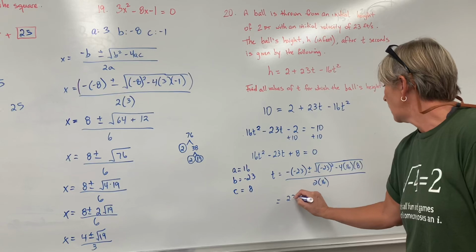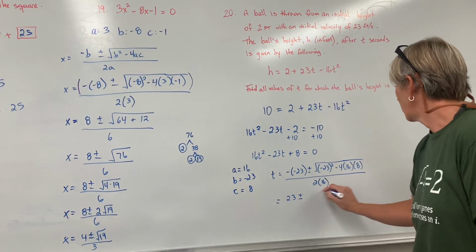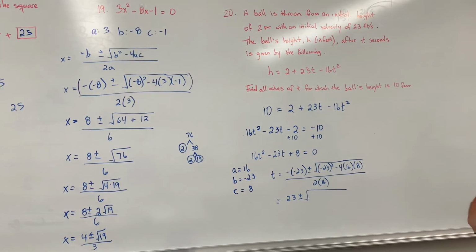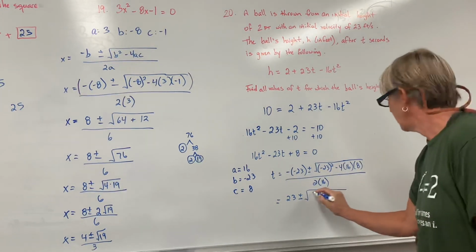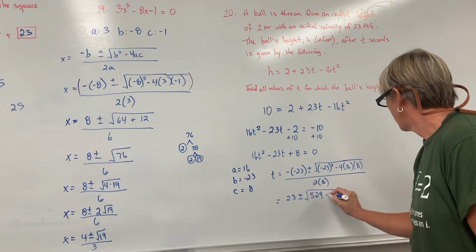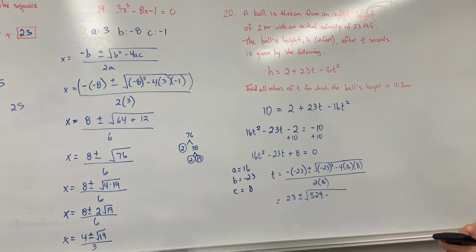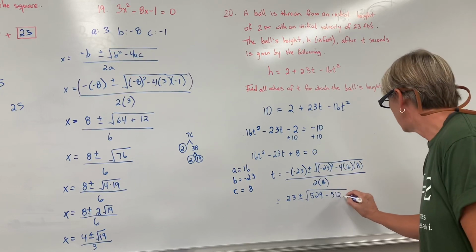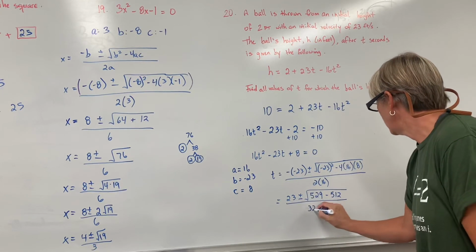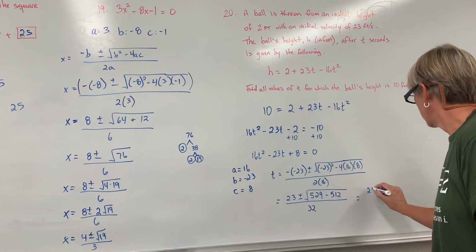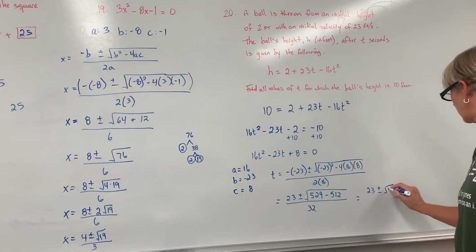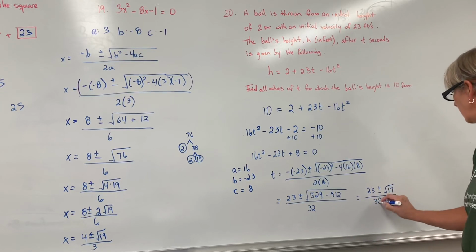So I'll clean this up a little. The rest becomes a calculator problem. 23 squared is 529 minus 4 times 16 times 8 is 512 all over 32. 23 plus or minus the square root is 17 all over 32.